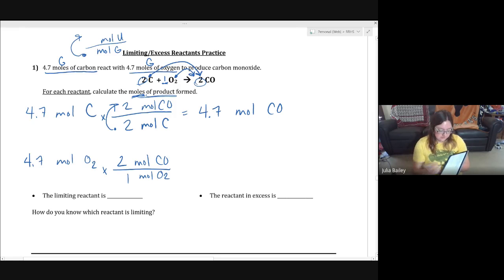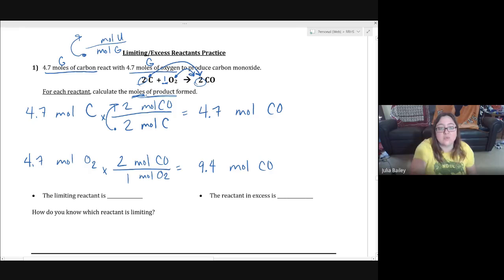So 4.7 times 2 divided by 1 is, I'm doing this in my head and now I'm nervous that I'm doing it wrong. Is that 9.4? No, I was right. That's fine. I got it. Okay, 9.4 moles of CO.